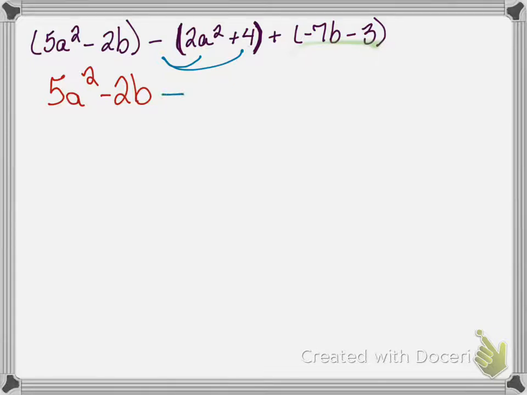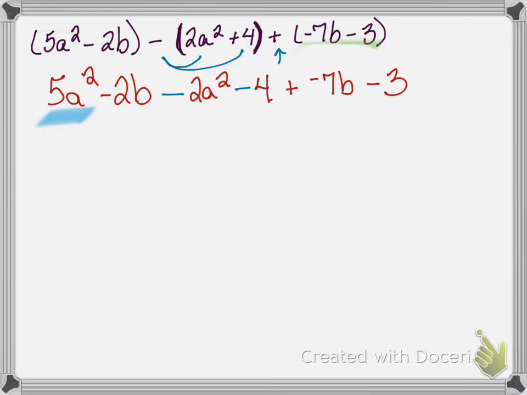So I'm going to have negative 2a squared, negative 4. Negative and a minus are the same thing. Then I have plus negative 7b minus 3. I don't distribute the negative to the negative 7b minus 3 because I am adding. I am adding right there. That's why I don't distribute it.